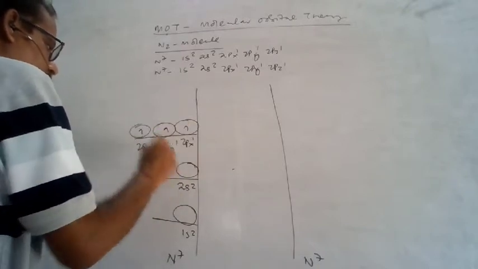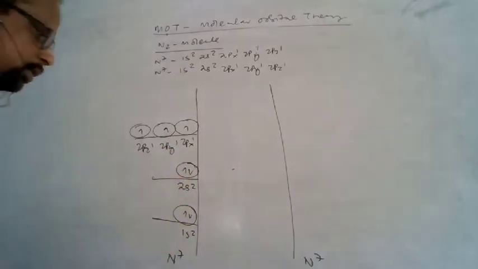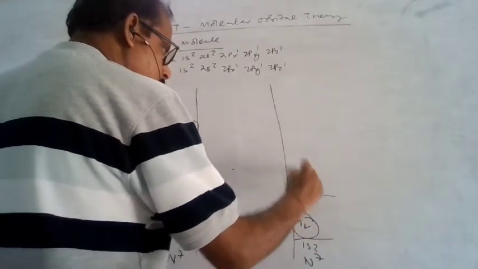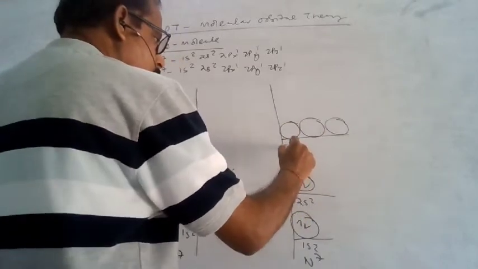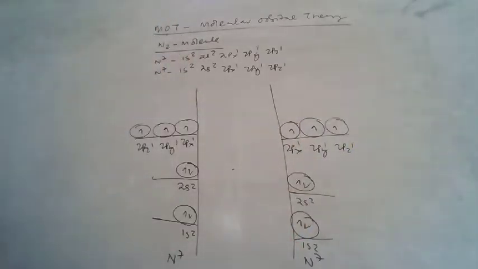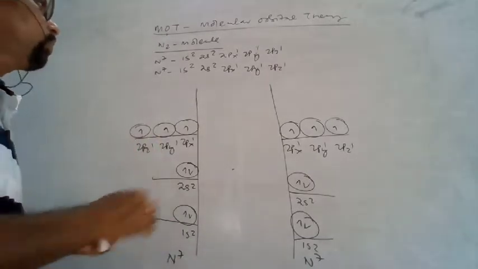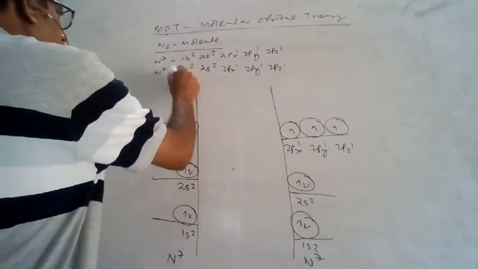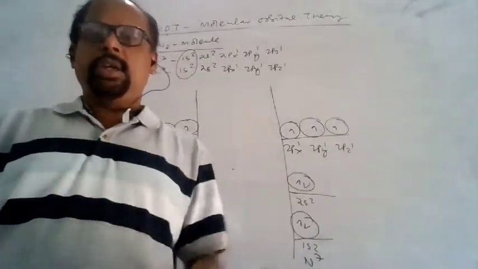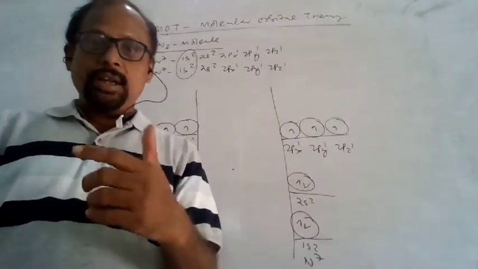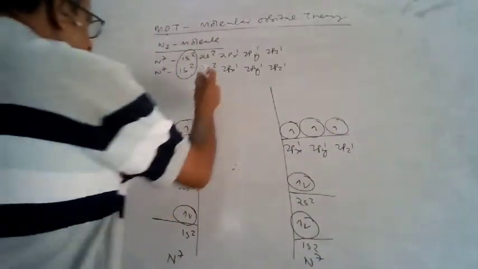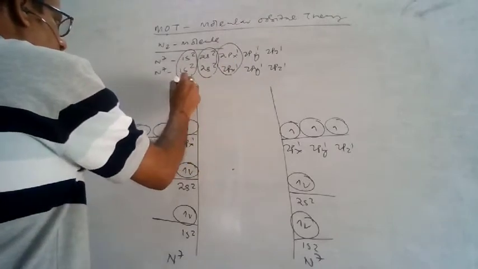Let me draw the diagram. This is one nitrogen atom. This is another nitrogen atom. Configuration wise, there is the 1s2, the 2s2, and the 2px, 2py, 2pz, which have the same energy, each having one electron. The 1s2 and 2s2 each have two electrons. On the other side, this is the 1s2, this is the 2s2, and this is the 2px1, 2py1, 2pz1.